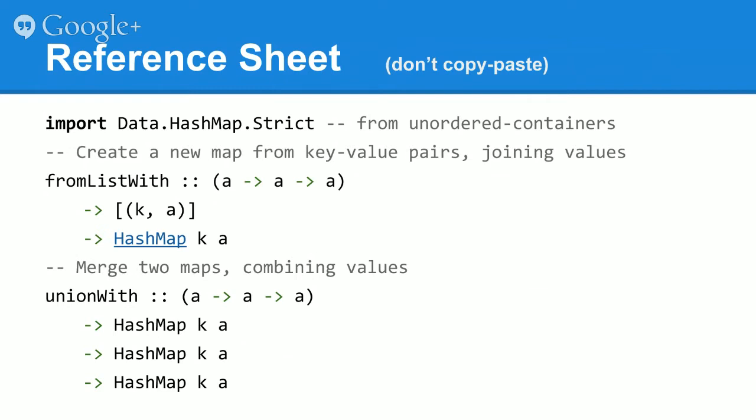Are there any light bulbs that just went off? I'm trying to wrap my head around the syntax because I'm not familiar with that. Oh, okay, sure. Well, if you look at fromListWith, the first one is a combining function. It's really a binary operator. So we're trying to merge together two A's into one A.